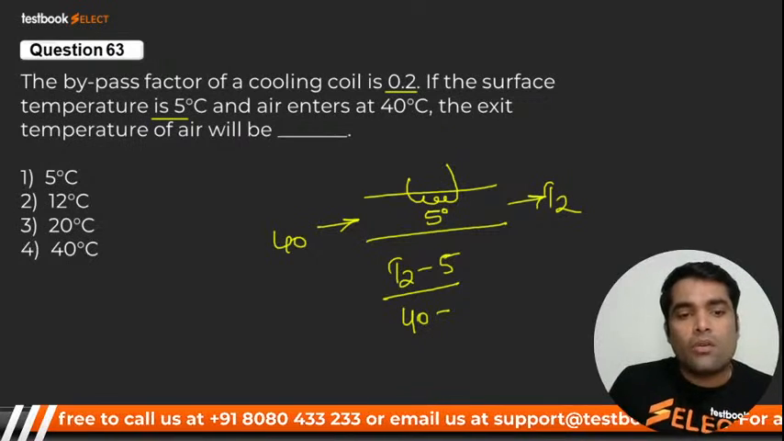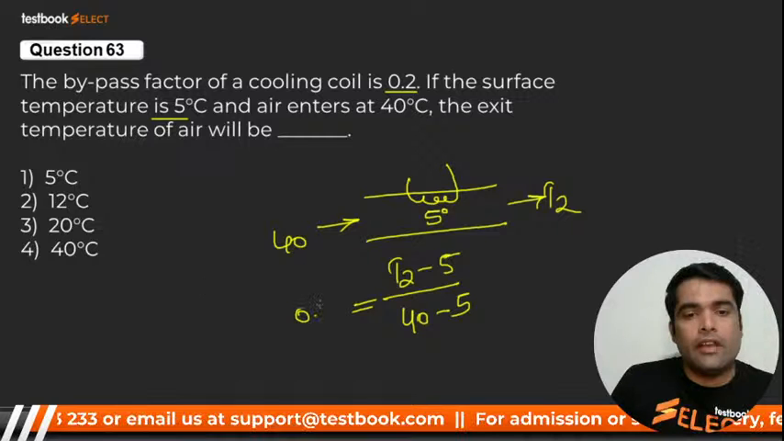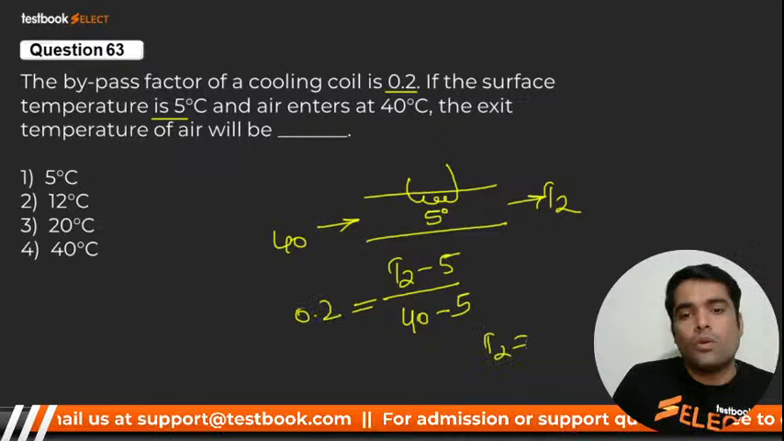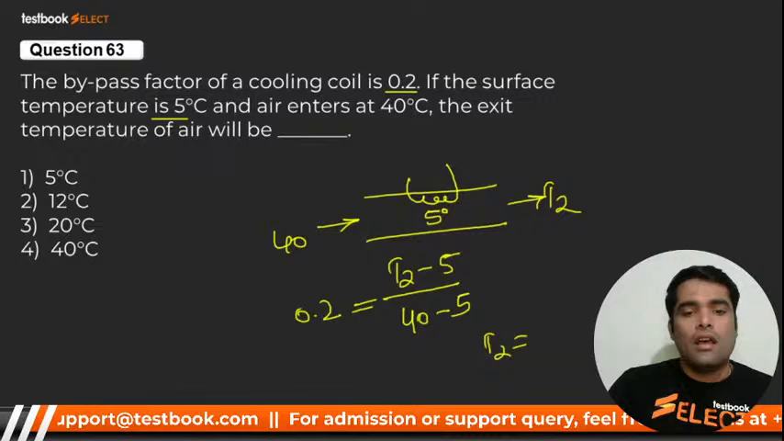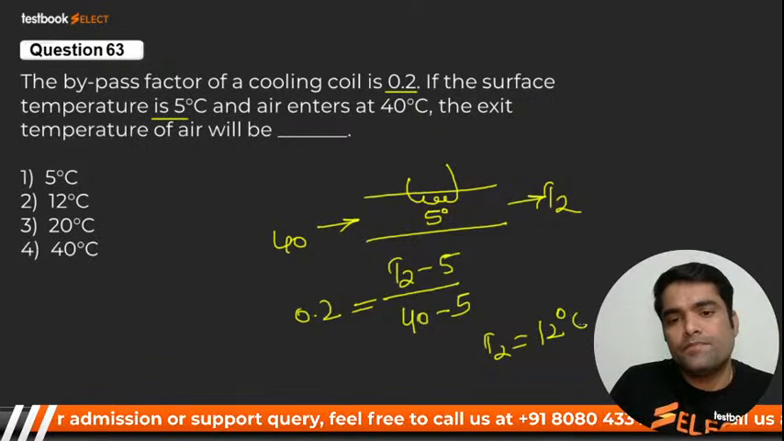माइनस व्हाट? कॉइल का कितना है बेटा? 5 डियर, कूलिंग कॉइल का. एंड दैट इज व्हाट? 0.2. फ्रॉम हियर यू विल गेट T2. एंड T2 कितना आ रहा है बेटा? हाउ मच द T2? T2 is 12 डिग्री सेंटीग्रेड.